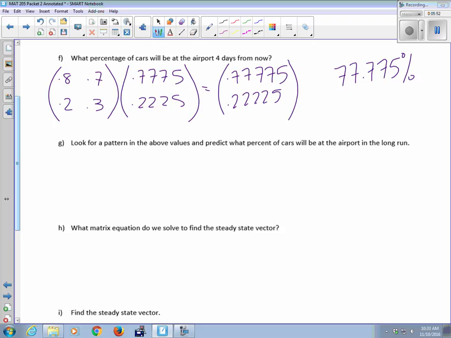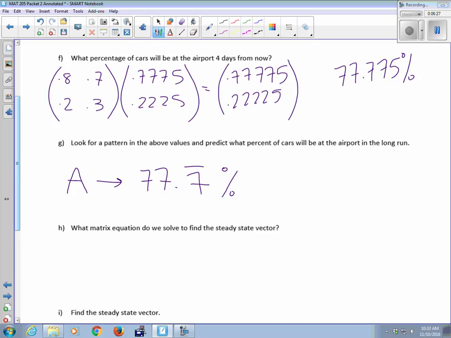So in the long run, my limiting value, actually, let me write it. The cars at the airport are approaching 77.7 repeating percent, which would round to 77.8, but this is the limiting value. And 77.8 isn't a bad guess either. When you do this, we've only looked at 4 examples and we take a guess at the limiting value.